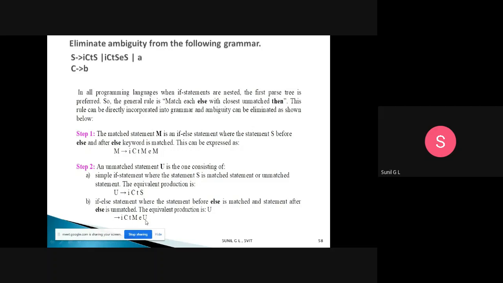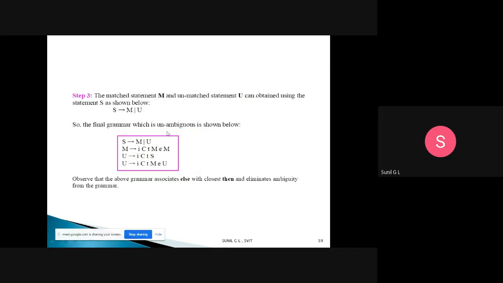That is, I C T M E U: matched statement or unmatched statement. This is the if-else statement with matched and unmatched element statements, and the first one is the if-else statement with matched statement. And this one will be the unmatched statement for the same production. So the basic thing is the matched statement M and unmatched statement U can be obtained using the statement S. S tends to M or U.